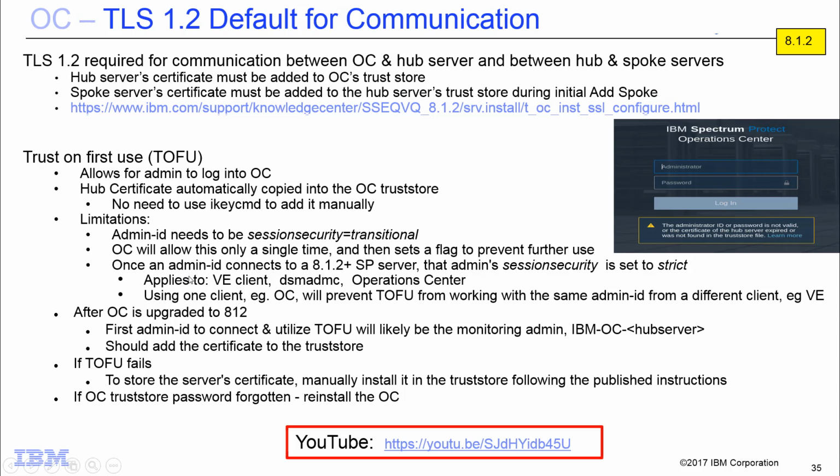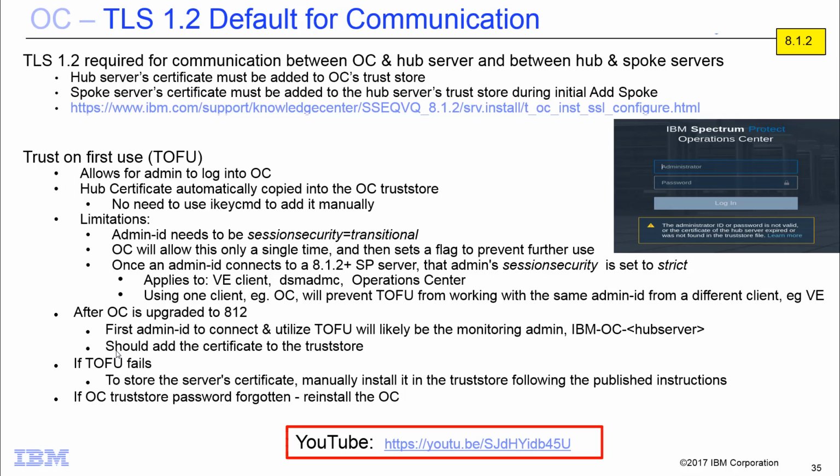So once an admin ID connects to an 8.1.2 plus server, the admin's session security is then going to be set to strict also. So after the Operations Center is upgraded to 8.1.2, the first time the admin connects and utilizes the trust on first use, it's possible it'll be a monitoring admin, and that will add the certificates to the trust store.